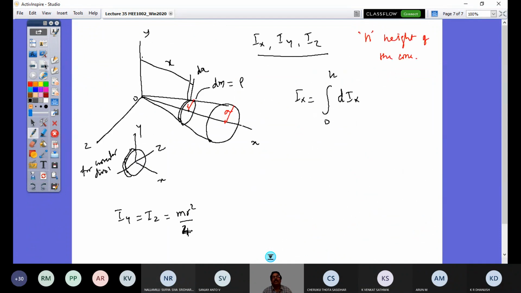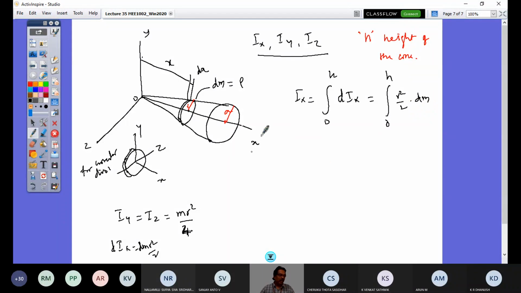Now, looking at the orientation of this elemental mass with respect to the x-axis, the x-axis is the axis perpendicular to the circular disk. So Ix would be mr squared by 2 for the circular disk. Here this is not m, this is dm, and this is dIx. So it is dm into r squared by 2. The integral goes from 0 to h over r squared by 2 into dm.